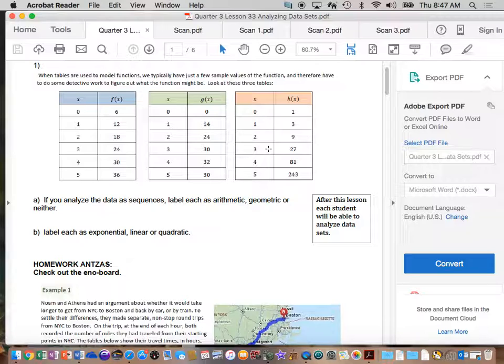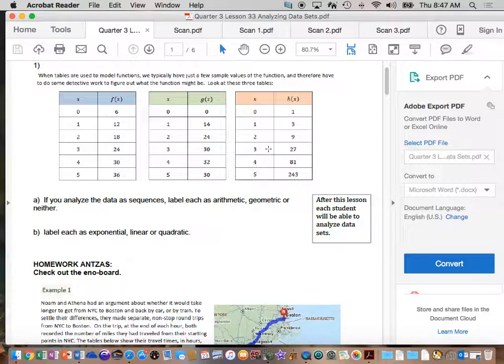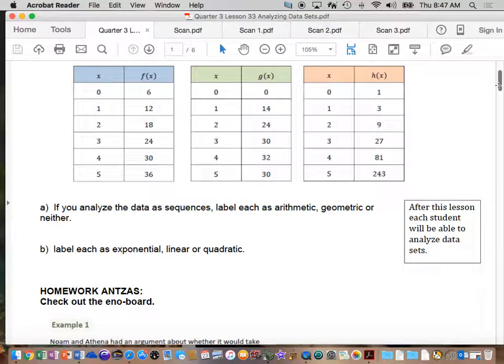We need to be able to recognize graphs like we just went over the exponential graph before. We know the parabola or the quadratic graph. We also need to be able to recognize data in tables. And we're slowly drifting over to including data sets now, not just graphs, not just function rules.